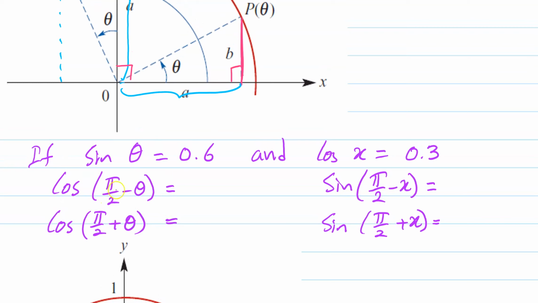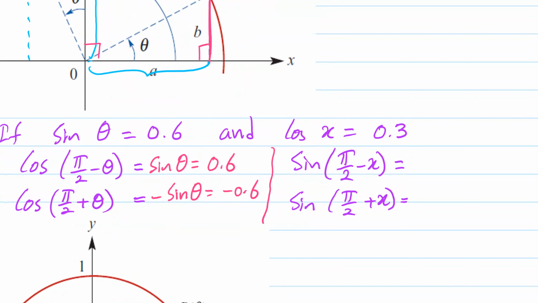I know cos pi on 2 minus theta is sine theta, therefore 0.6. Hence cos pi on 2 minus theta is equal to 0.6. Cos pi on 2 plus theta is in fact negative sine theta, therefore negative 0.6. Well, you get the answers quite quickly if you remember the relationship. Sine pi on 2 minus x is cos x, which here is 0.3. Again, sine pi on 2 plus x is also cos x, which is 0.3. Hence, both of these values are 0.3.